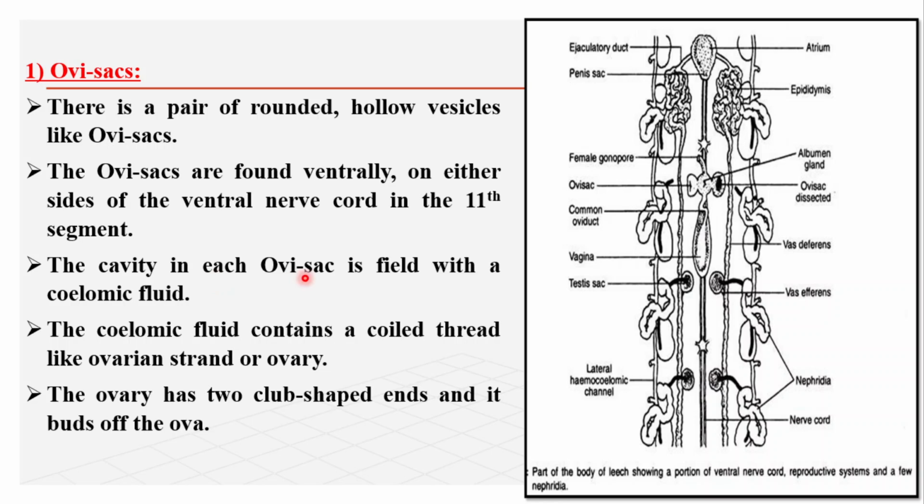The cavity in each ovisac is filled with coelomic fluid. The coelomic fluid contains a coiled thread-like ovarian strand, or ovary. In these ovisacs, the coelomic fluid is present, and that coelomic fluid contains coiled thread-like ovarian strands. These thread-like structures, the ovarian strands, are present in the ovisacs along with the coelomic fluid.